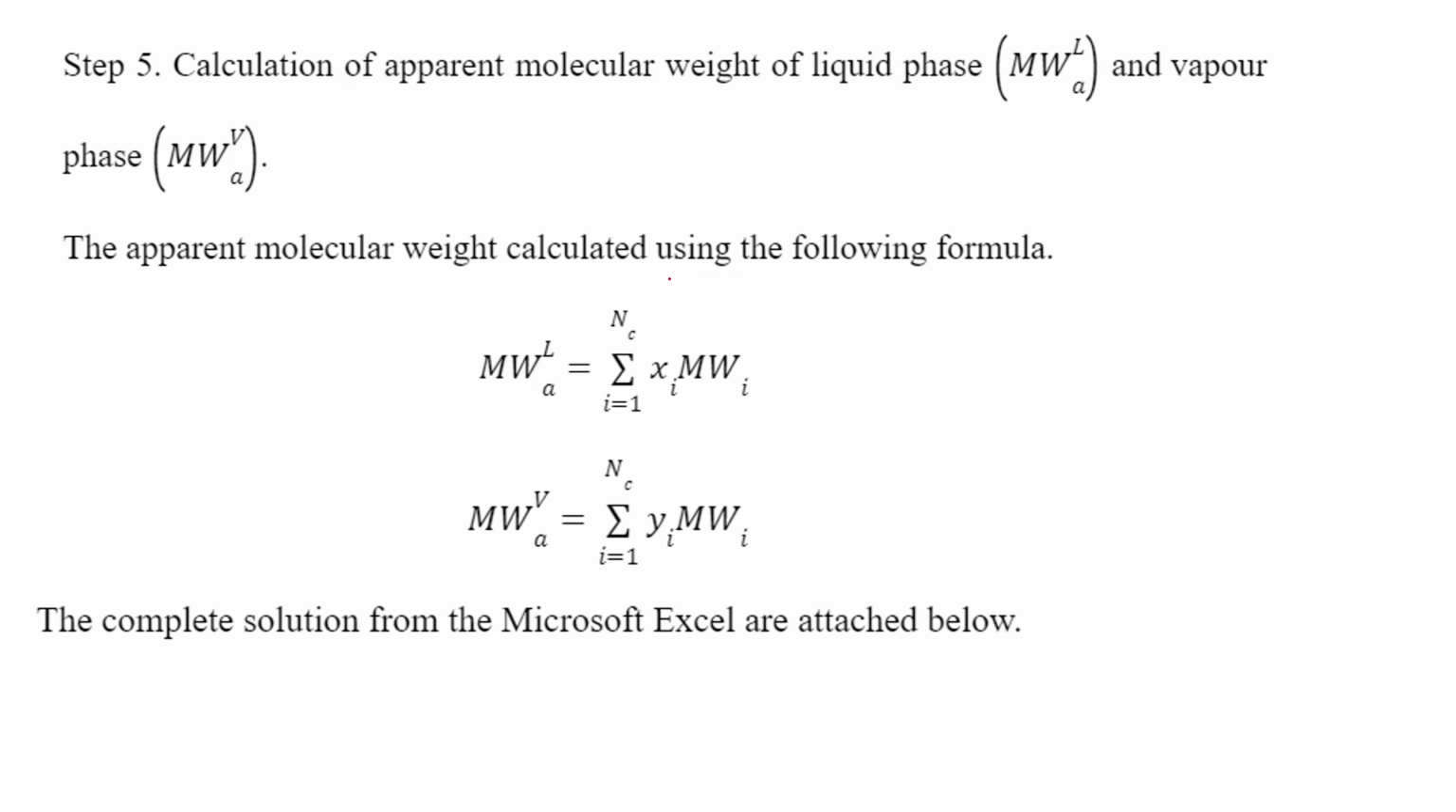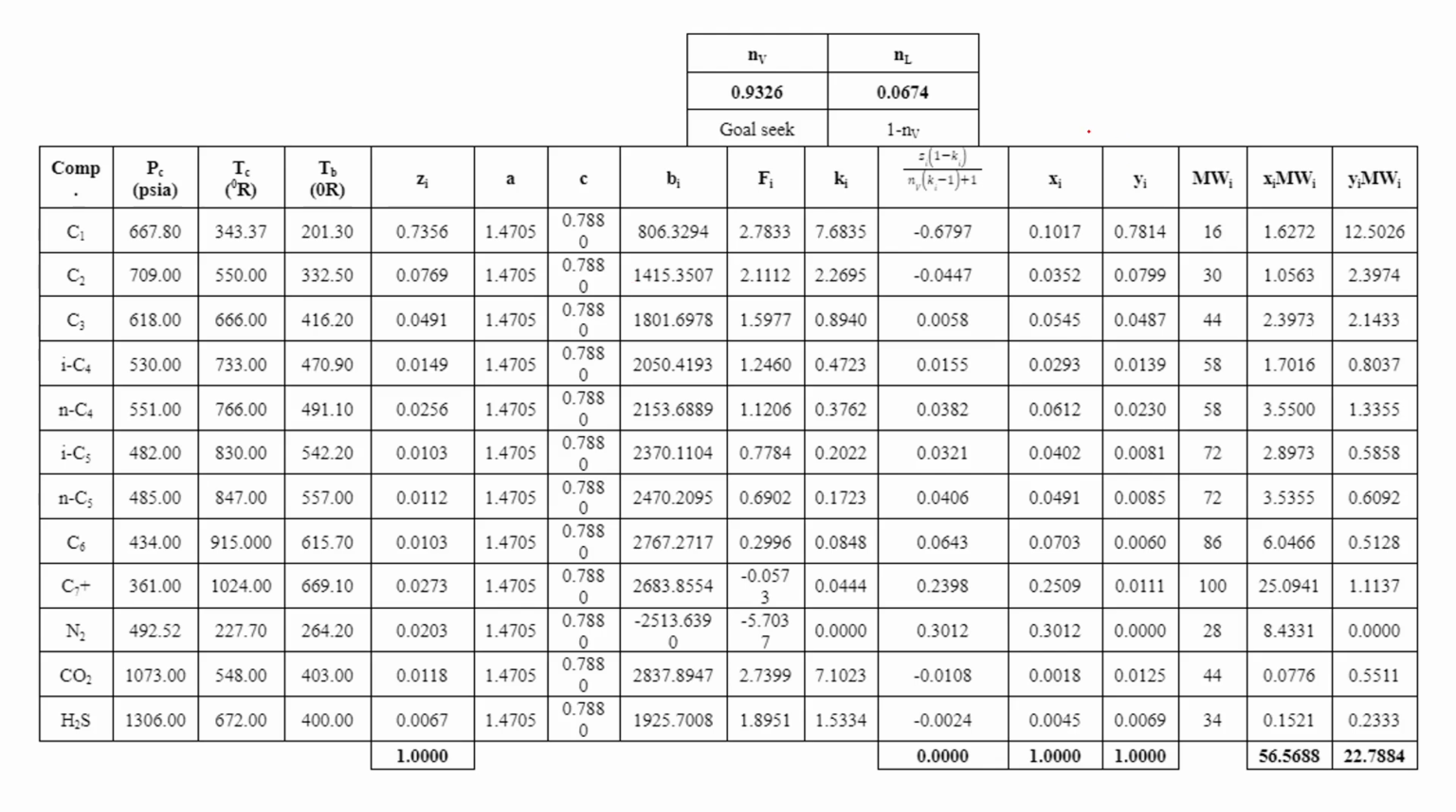So the equation for apparent molecular weight is this. For that we need the mole fraction, and the molecular weight of each component is already known to us. So solving all these steps, this will be the final Excel sheet. This is how it will look.